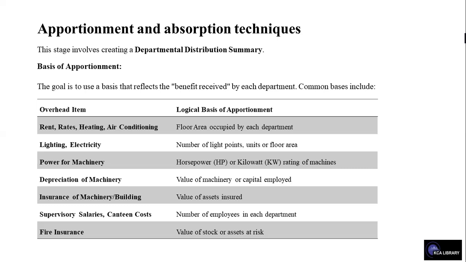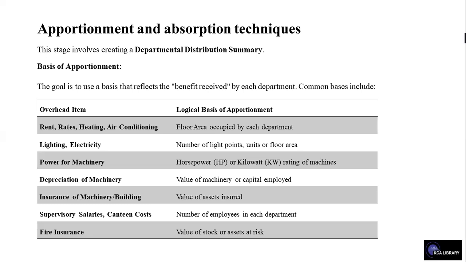Another is the power for machinery as a basis, and we talk about the basis of apportionment in terms of horsepower, kilowatts, rating of machines. And for depreciation of machinery, we talk about the value of machinery or capital employed. And for insurance of machinery or building, the basis of apportionment is actually the value of assets insured.